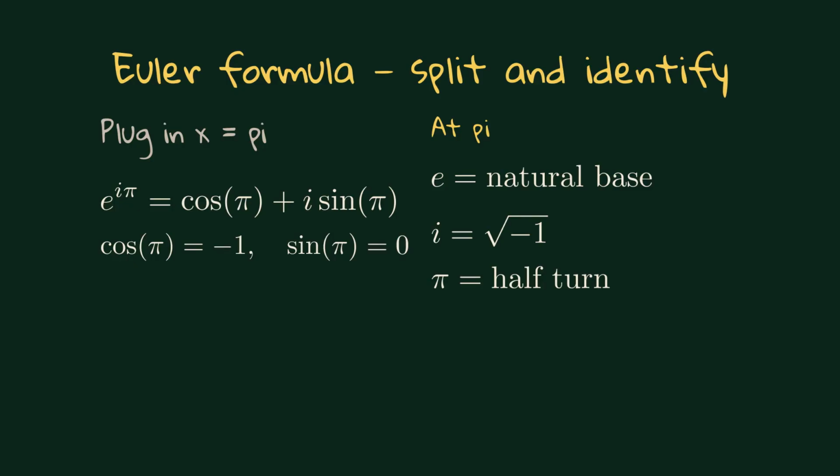Cosine of pi is minus 1. Sine of pi is 0. So e to the i pi equals minus 1. Then e to the i pi plus 1 equals 0. That is the whole path.